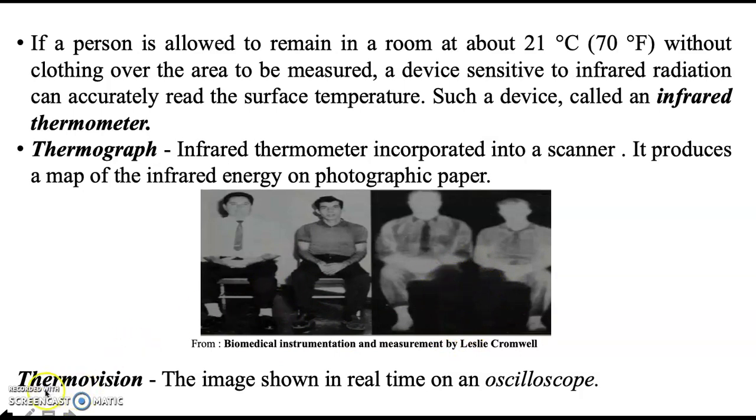The next one is thermovision. This thermovision is similar to the thermograph we have seen before, but the difference is that the image can be shown in real time on an oscilloscope. That is, you can see the image in real time on an oscilloscope while scanning the subject. Another important advantage of thermovision is that you can enhance the image while scanning the object. Finally, this skin surface temperature is used to locate breast cancer and to find regions of poor blood circulation.